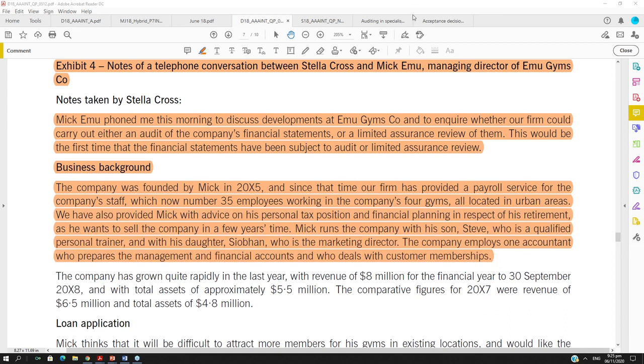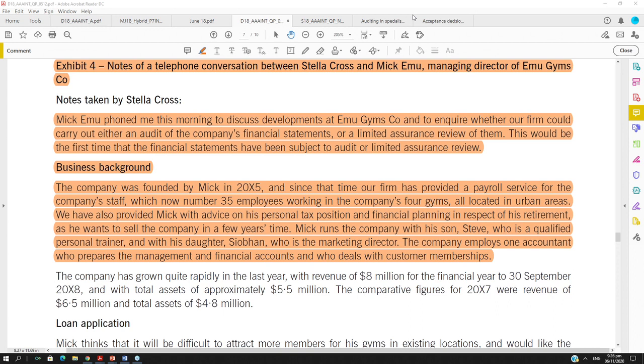Now, the first paragraph of business background tells us the company was founded by Mick, and since that time, our firm has provided a payroll service for the company's staff, which now numbers 35, working in the company Emu Gyms, all located in the suburban areas. Okay, are we providing the payroll services to this company since long, right? So will it become our audit client in future now?